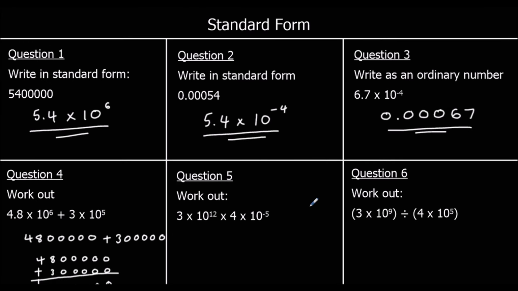Question 5. Work out 3 times 10 to the power of 12 times 4 times 10 to the power of negative 5. So I multiply my numbers. 3 times 4 is 12. And my indices, so 10 to the power of 12 times 10 to the power of negative 5. 12 plus negative 5 is 7. So I've got 12 times 10 to the power of 7. That's not in standard form, so I'm going to change that. I'm going to change 12 into 1.2 times 10. So I've got 1.2 times 10 to the power of 7, which is 1.2 times 10 to the power of 8.